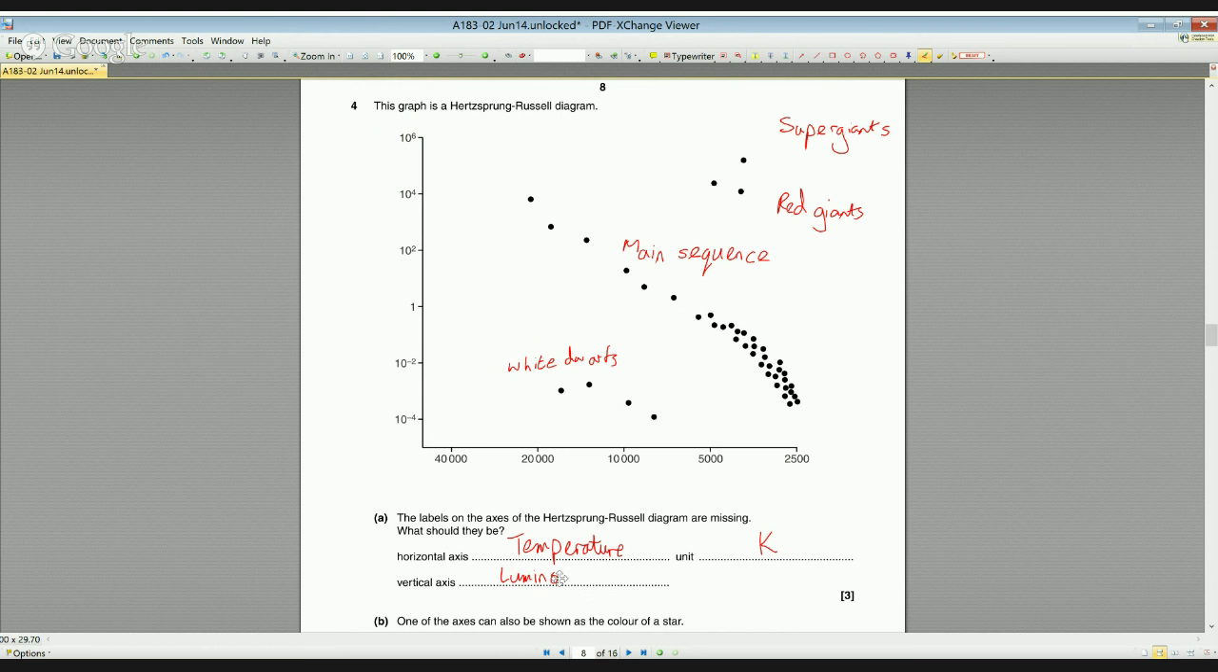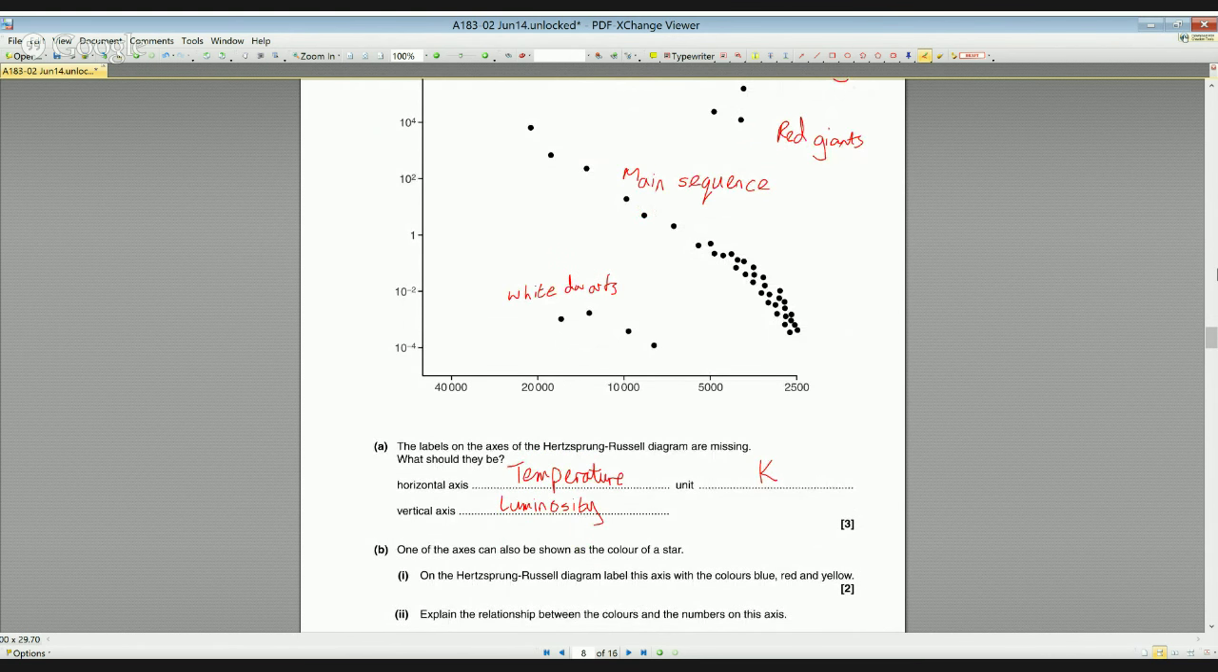So that is the power output of each star. Part B says one of the axes can also be shown as the colour of a star. So on the Hertzsprung-Russell diagram, label this axis with the colours blue, red, and yellow.